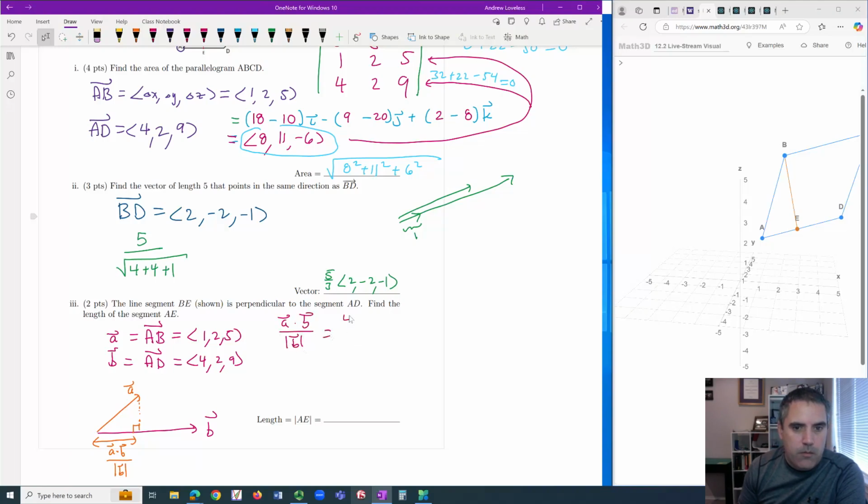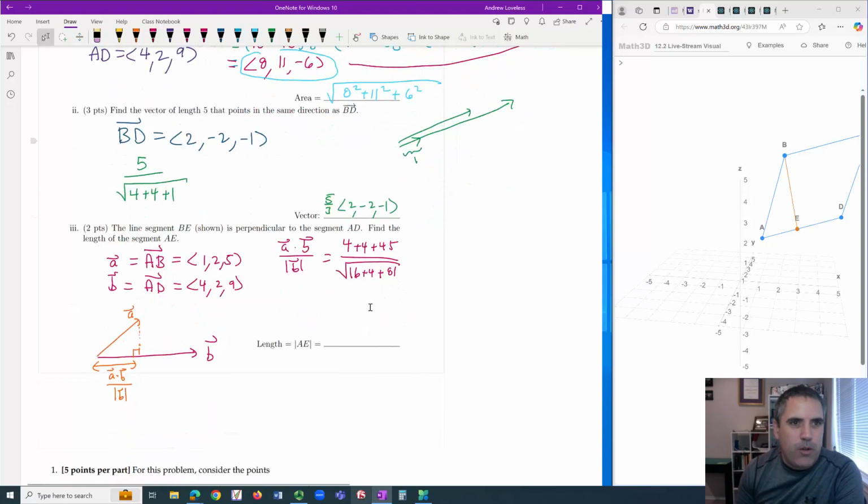So the dot product is 4 plus 45 divided by the length of the thing we're projecting onto, which is the square root of 16 plus 4 plus 81. That's the length, but unfortunately that does not give me the point. So the hardest part of this question is the next step.